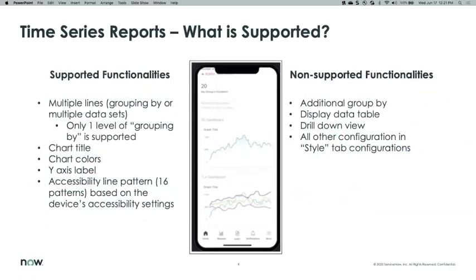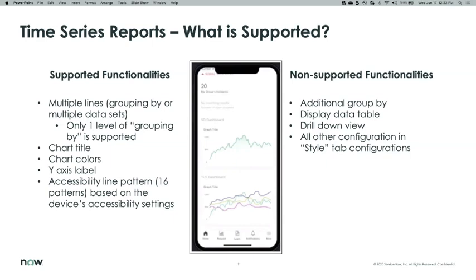So, time series: what is supported with the time series? You can have multiple lines, grouping by multiple data sets. You can do that, but only one level of the grouping is supported. The chart title is there, chart colors again. The y-axis label is there, and then accessibility line pattern, and that's based on what your actual device itself supports.